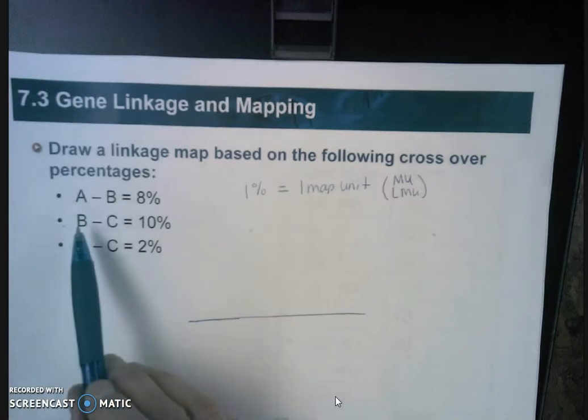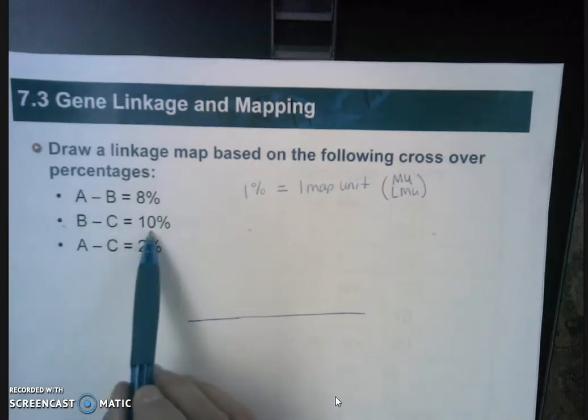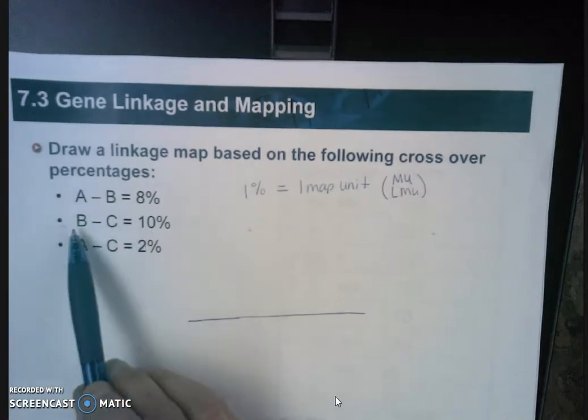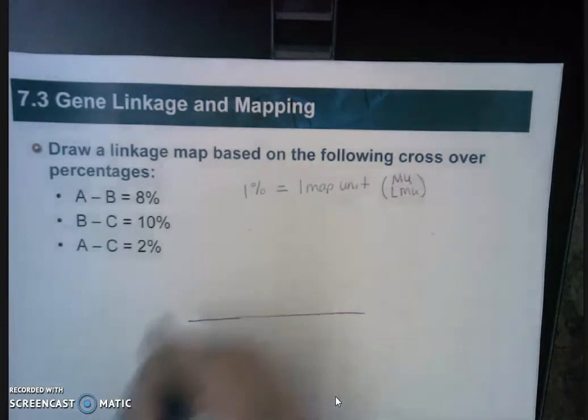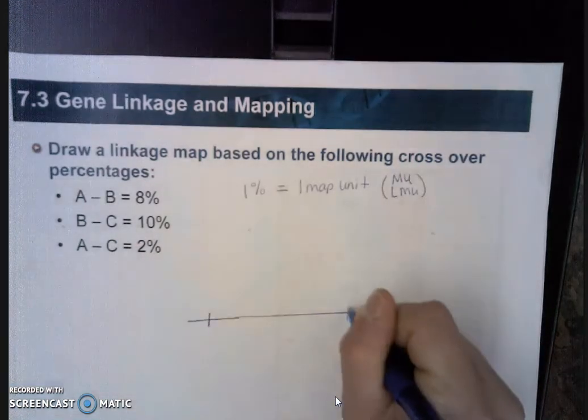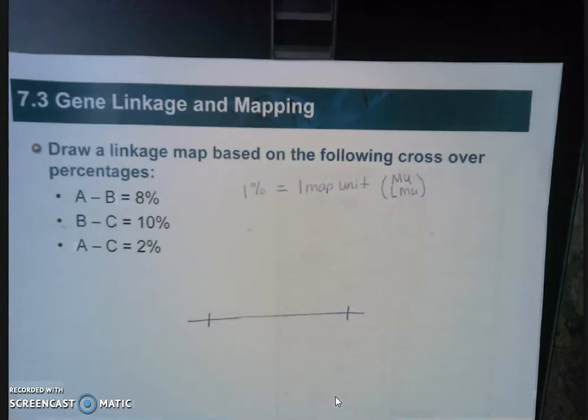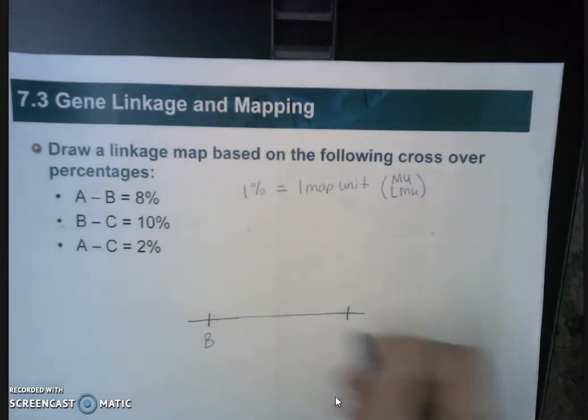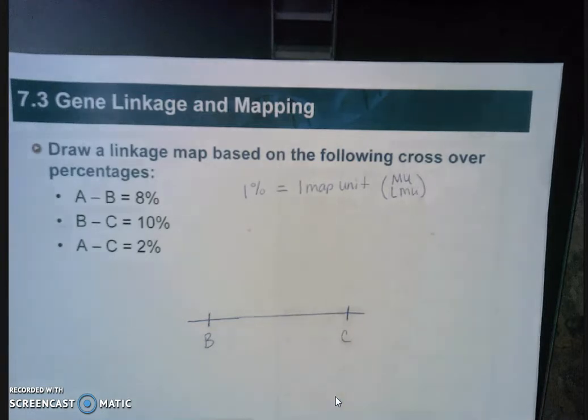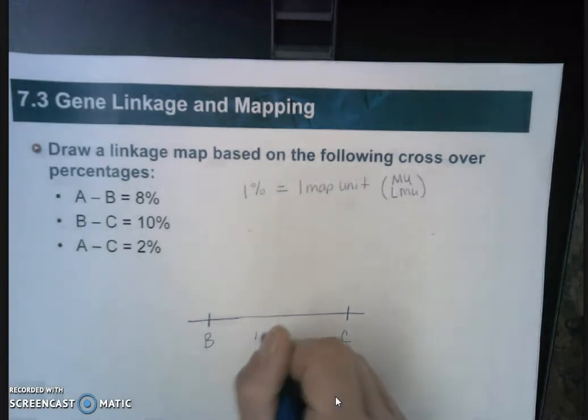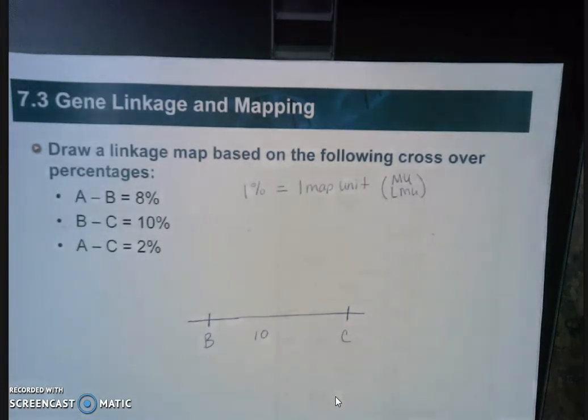I always like to take a look at the biggest crossover frequency, and that is going to be the B and C gene. So I know that the B and C genes are the farthest apart. I go ahead and put this information down. I'm going to put the B gene here and the C gene here. I could easily put C here and B here, it doesn't really matter. And so we know that this is 10 map units away from each other.